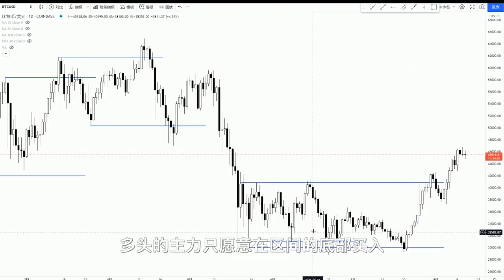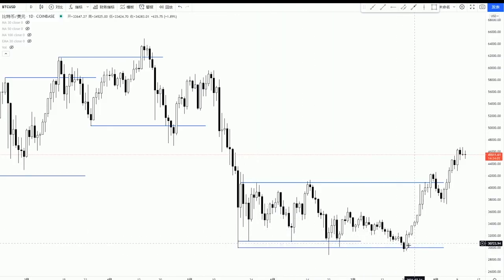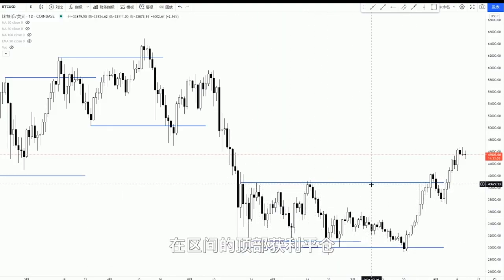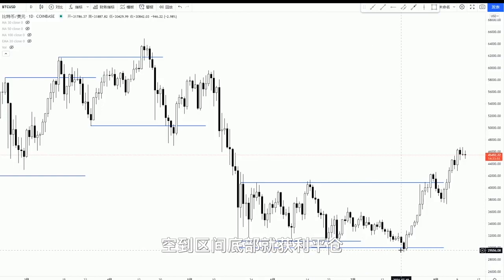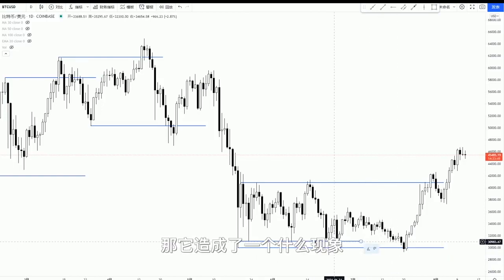When the price moves to the top of the range and the bottom of the range, there is no continuous follow-up force, so the range cannot break through all the time, and it is easy to form a false break. Then I mark the points of false break in the graph.